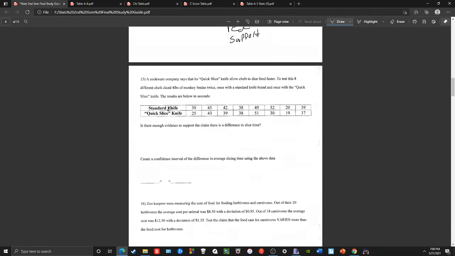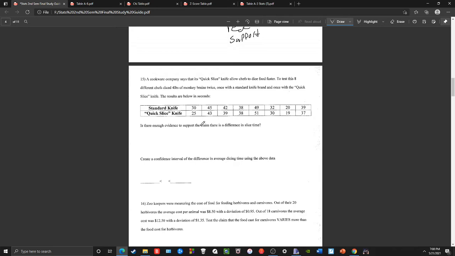And now we get into some of the more tricky ones. So we're testing to see whether a standard knife and a quick slice knife have a difference in slice time. So the claim here is that we can slice up stuff quicker with this quick slice knife than, hiccups there, sorry, than we can with the standard knife. Excuse me. And again, hiccups at the wrong time here. So they're slicing up some monkey brains, and these were the times that took them. So this guy sliced up monkey brains 30 seconds with a standard knife, 25 seconds with a quick slice knife. This guy cut the monkey brains up 45 seconds with a standard knife, 43 seconds with a quick slice knife, and so on and so forth.